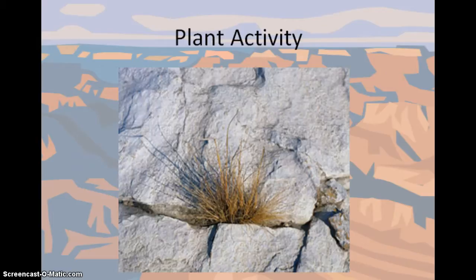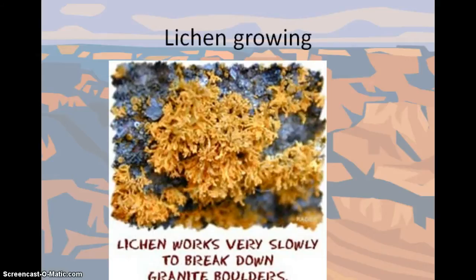So here's a couple of pictures for you to really get this mechanical weathering. This is a great picture of a little plant that's grown into a crack, and the more it grows, the bigger it gets. It's busting open that rock. This is lichen. We don't pronounce it lichen, it's lichen, with the hard k sound, like the ch in Christmas. Lichen or moss likes to grow on rocks, and they really start to break them down. So that's mechanical weathering. It's breaking down a rock into smaller rocks.